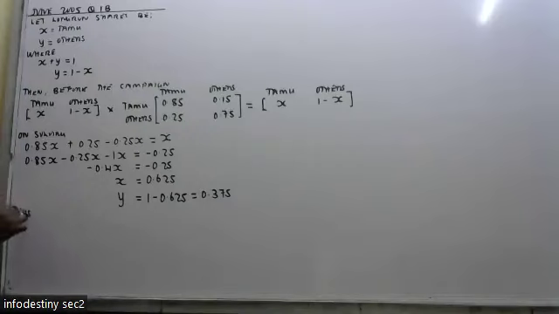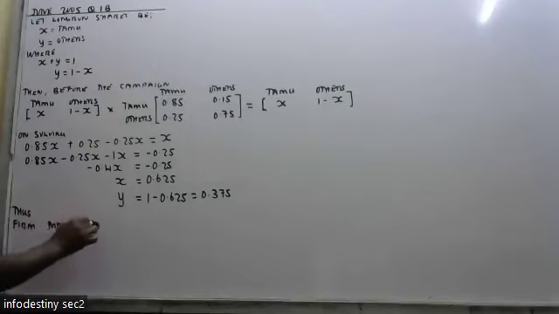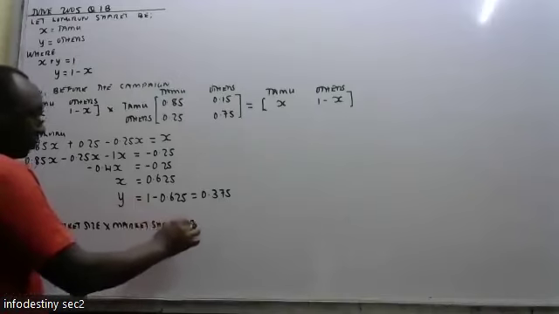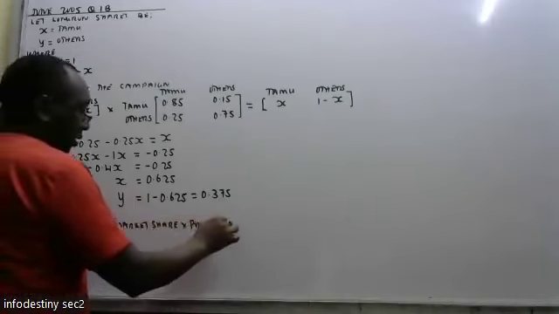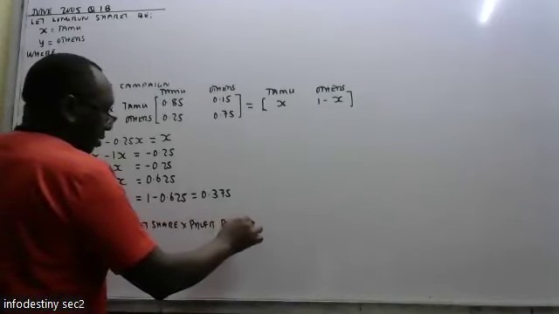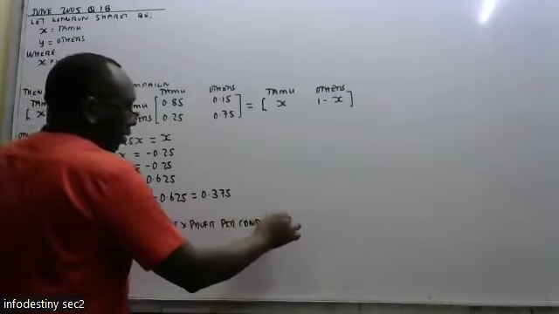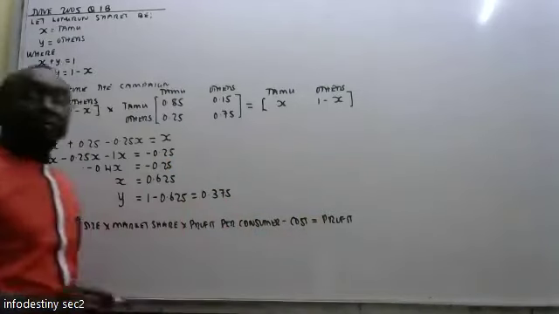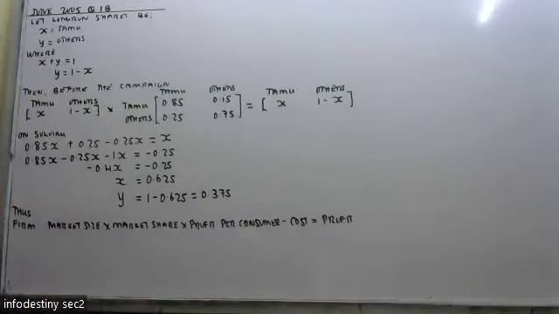Thus, we have the long run shares here. Then for us to get the profit, we will have the market size times market share times profit per customer, minus the costs. This will give us the profit.